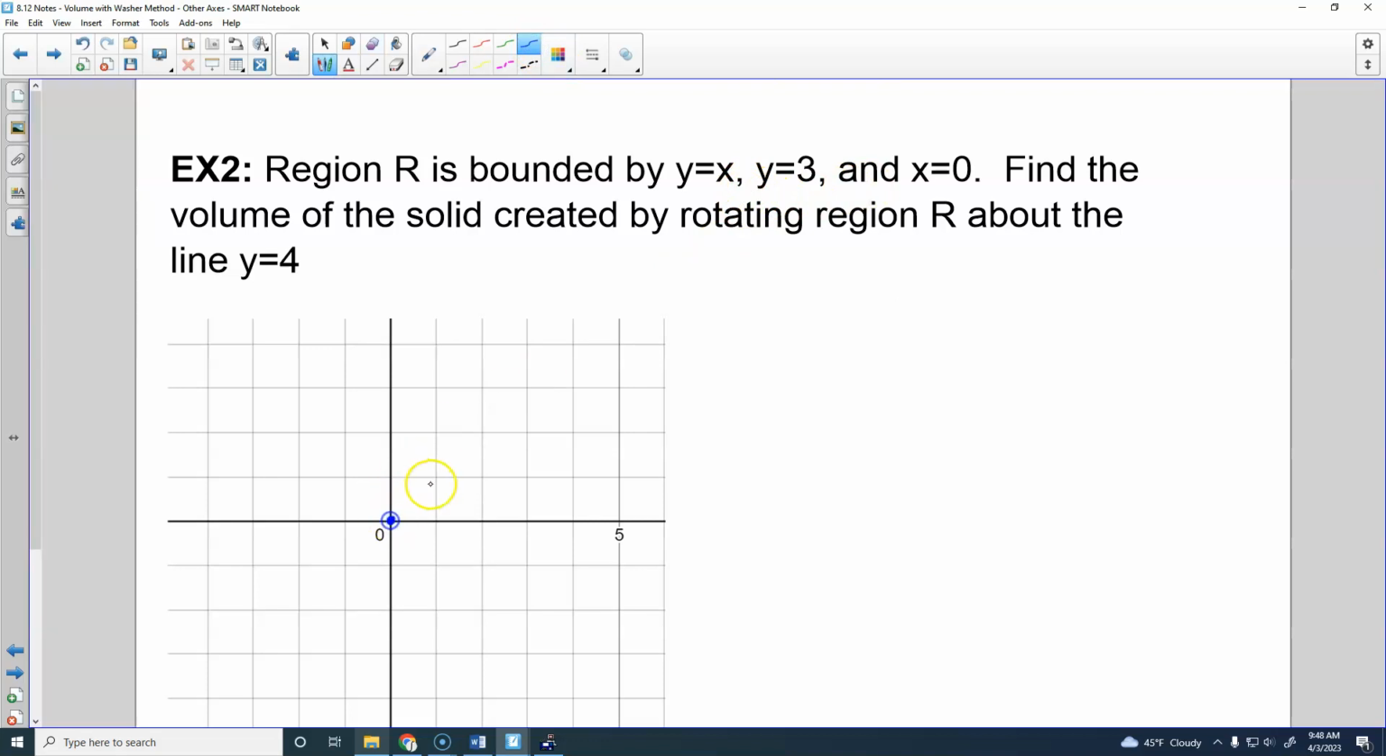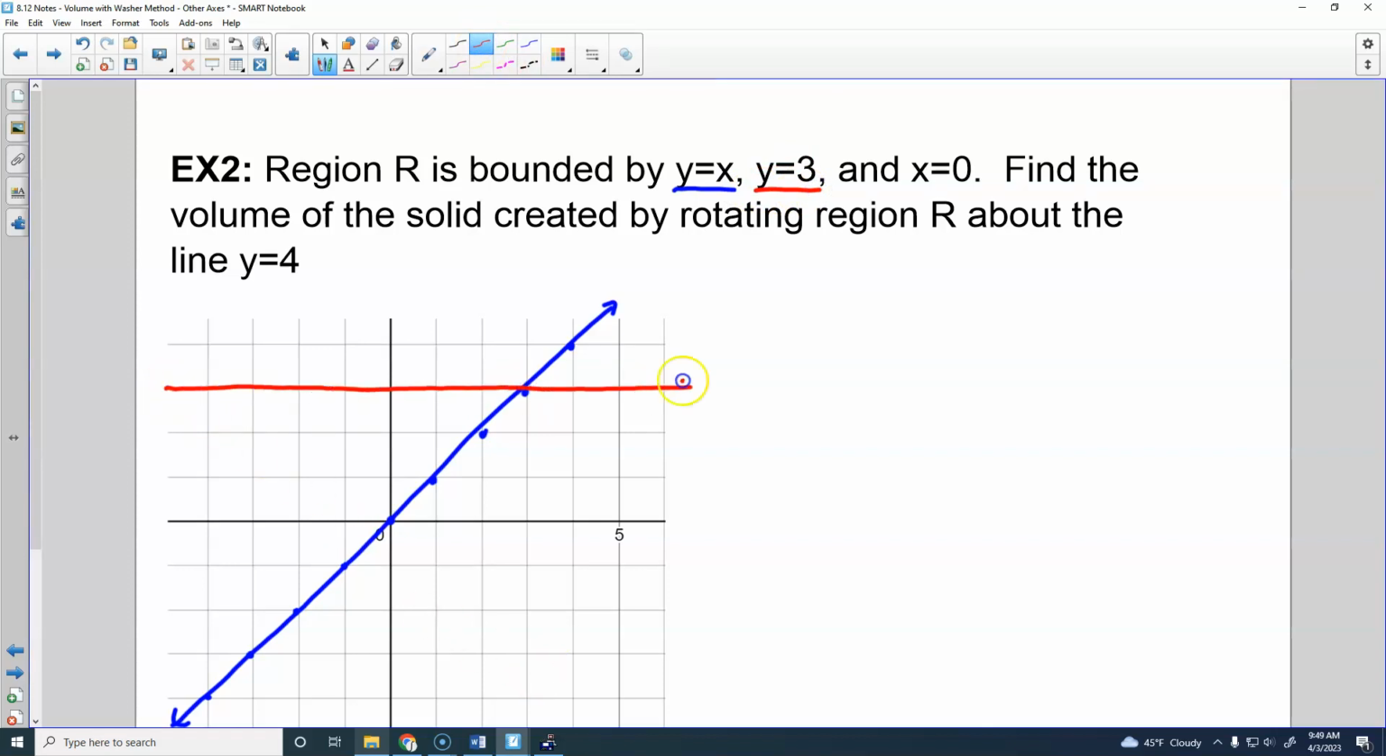Is just going to be this line here. Since y equals x, we have y equals 3. So that is the horizontal line at 3. And we got x equals 0, which is our y-axis. So we are looking at this region right here.